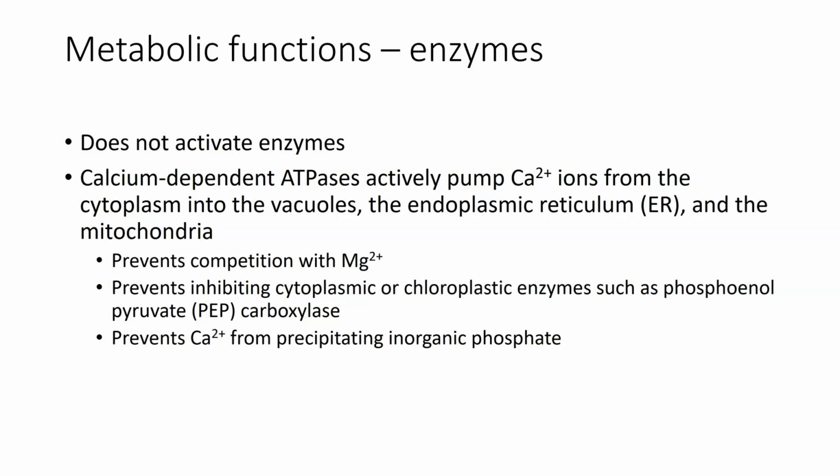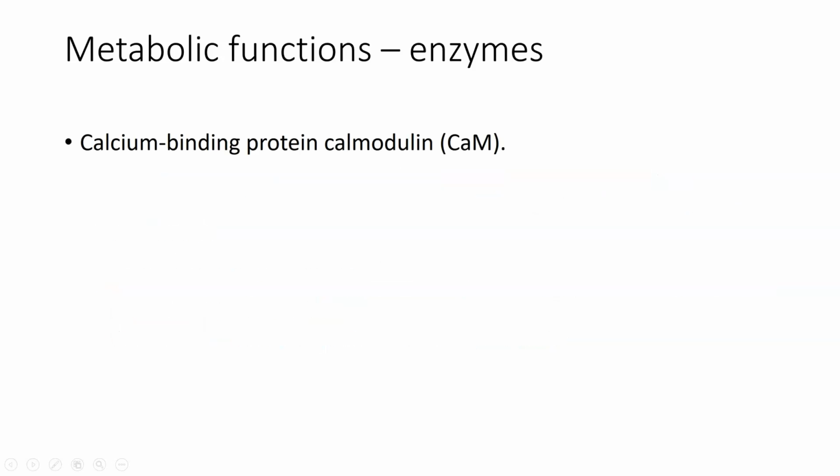It also prevents calcium from precipitating organic phosphate. Having calcium out of the cell is very important for the cell to function properly because calcium binds onto things very effectively, and as it does that, it can cause more problems than we would really want to have with it. Other functions with enzyme.